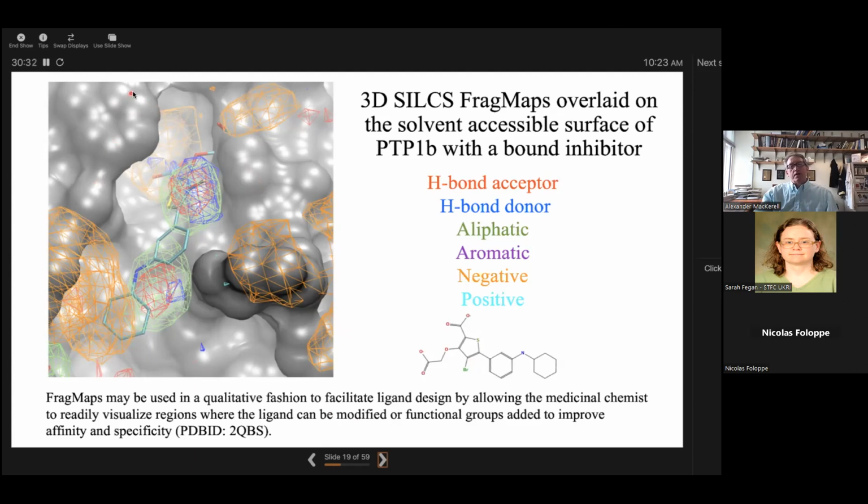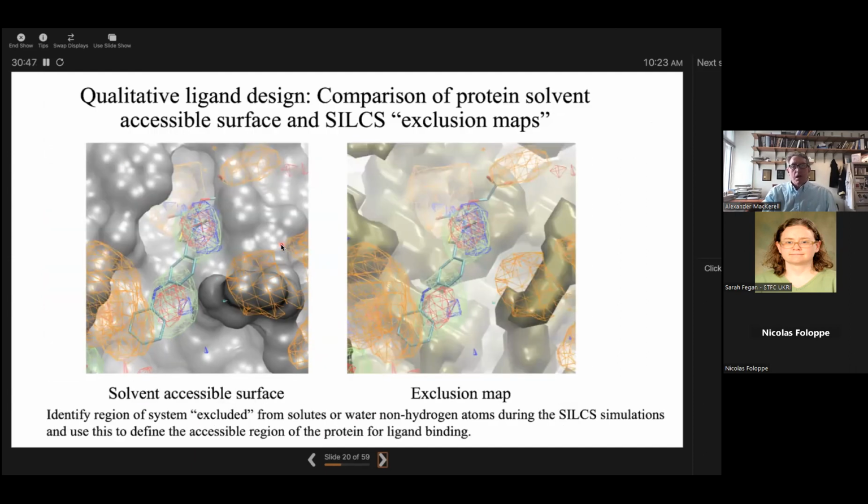Now we're looking at the solvent accessible surface of the protein, which is based on the crystal structure. And you can see here how the FragMaps start to penetrate underneath the surface. This is because we're including protein conformational flexibility when we're calculating these maps. We can see that more clearly in this slide, where the image to the left is the same with the solvent accessible surface. To the right, we have the same collection of FragMaps, but we're now showing what we call the exclusion maps. The exclusion maps are the forbidden regions where the solutes and the water never sampled during these SILCS simulations. So this gives you an idea of the full extent to which the protein can open to allow, say, a ligand to bind.